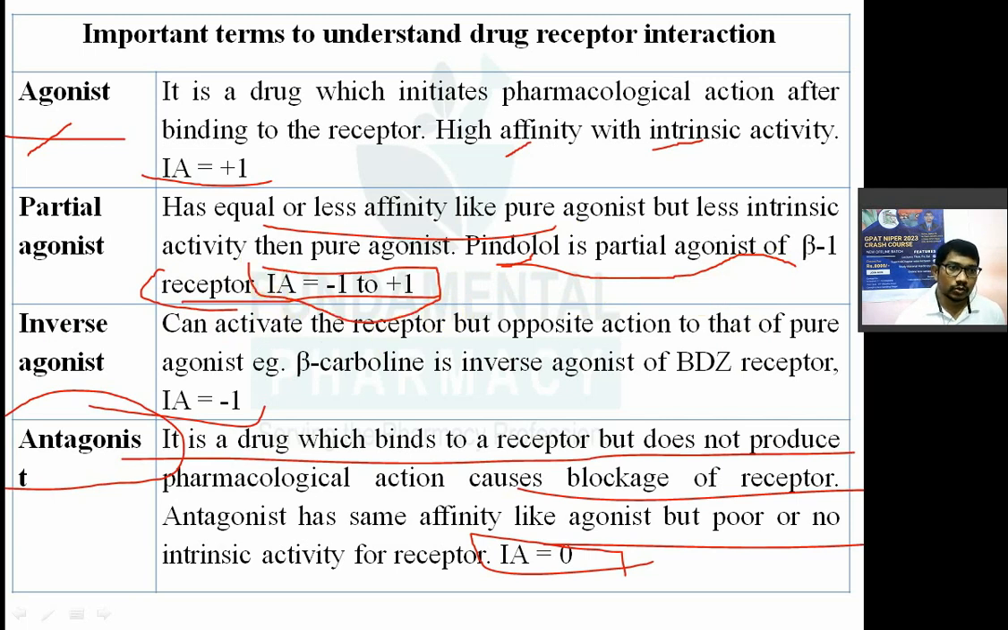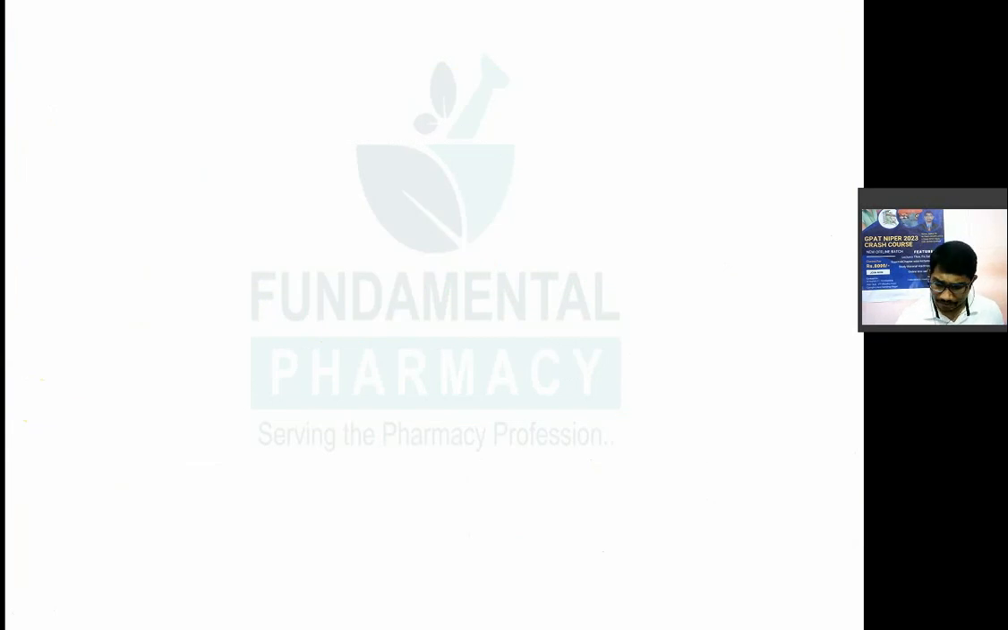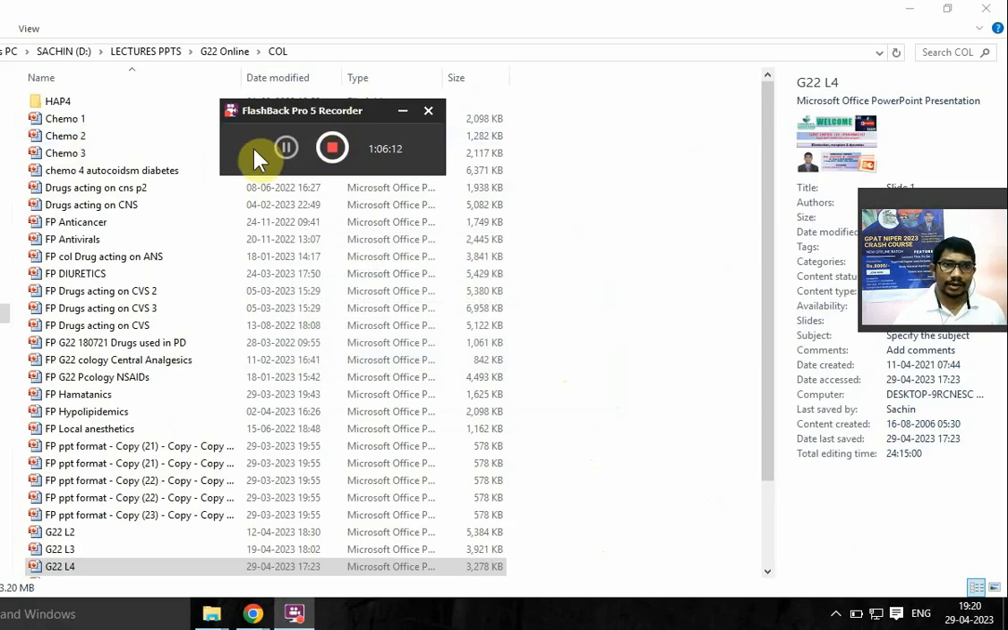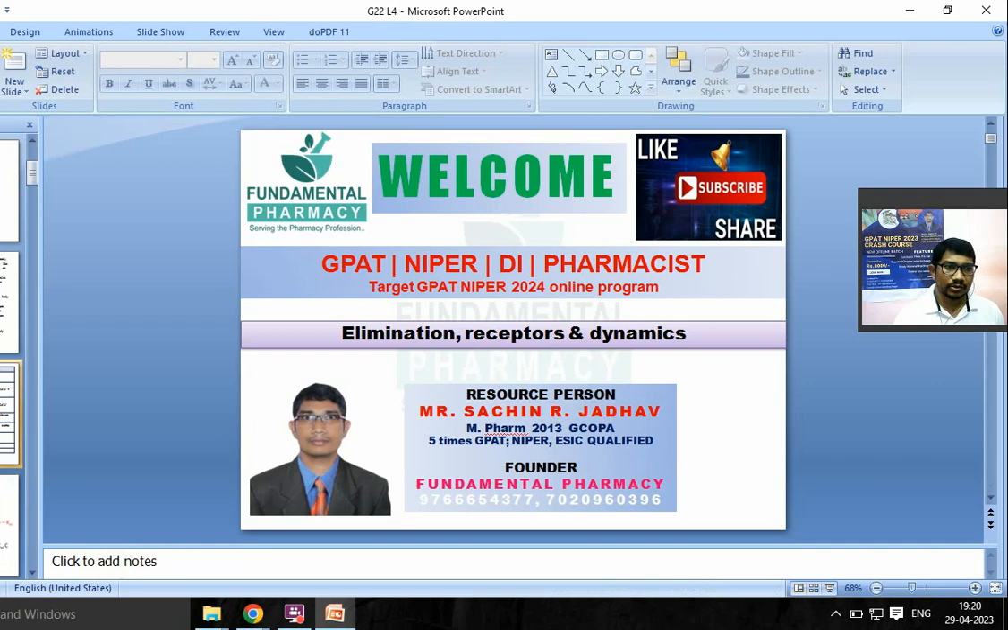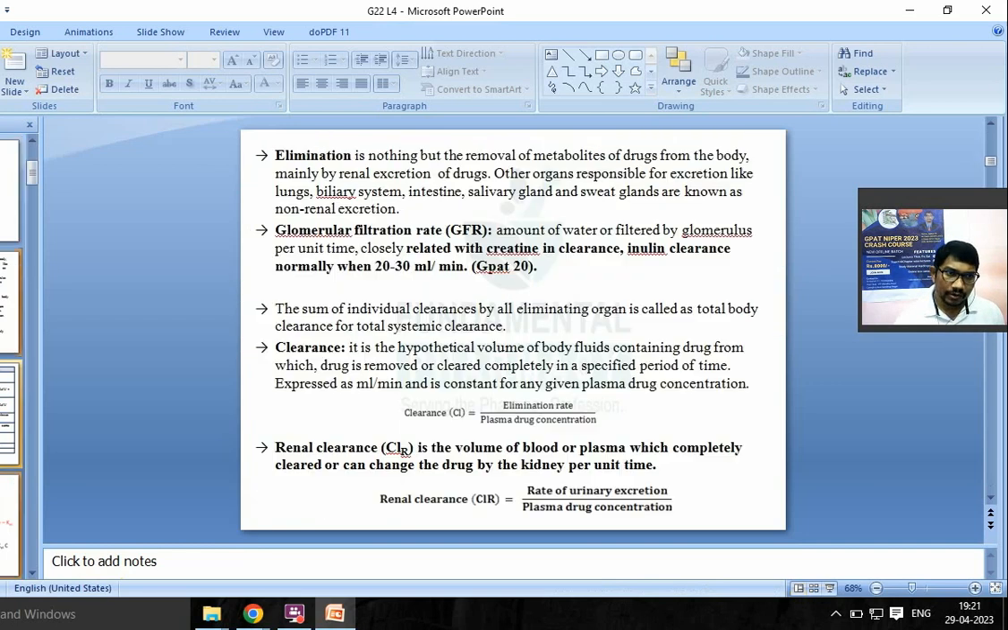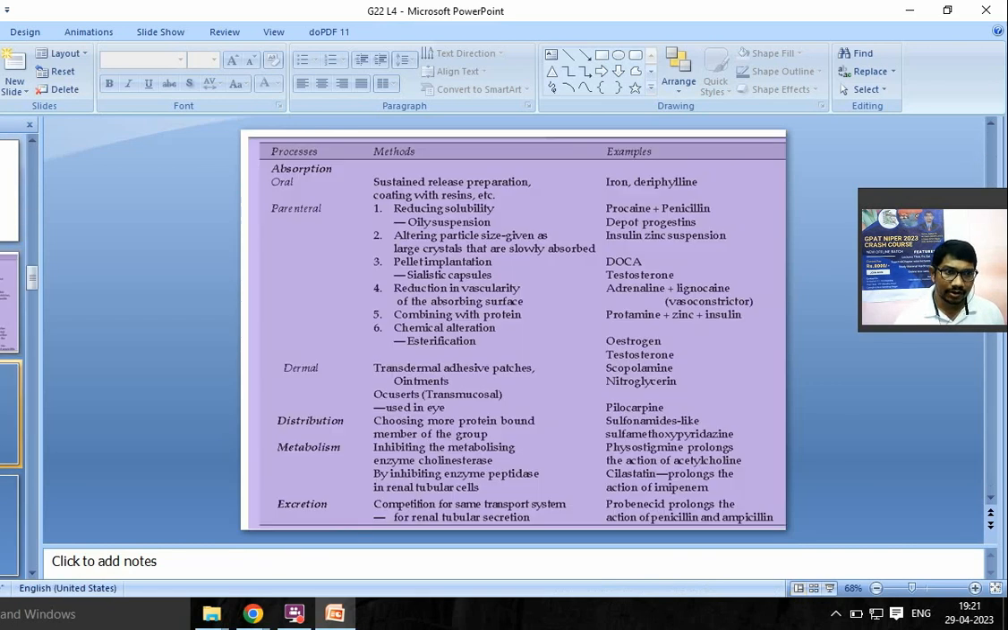Inverse agonist is a drug which can combine with the receptor and produces a different or opposite action. Now what is an antagonist? An antagonist is a drug which will combine with the receptor but will not produce any kind of activity because of receptor blockage.